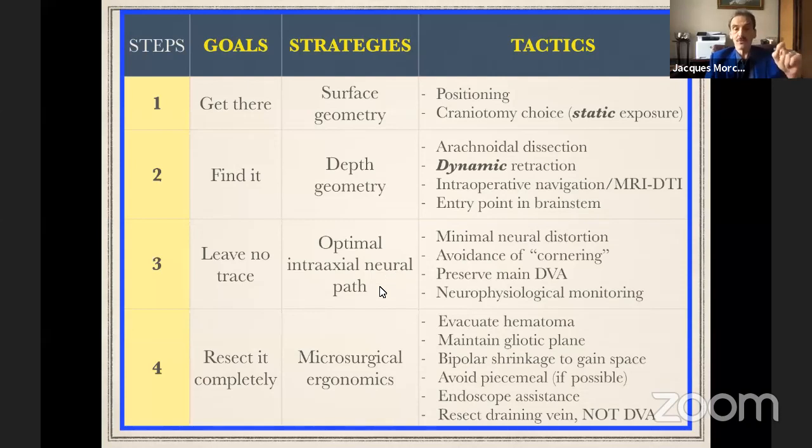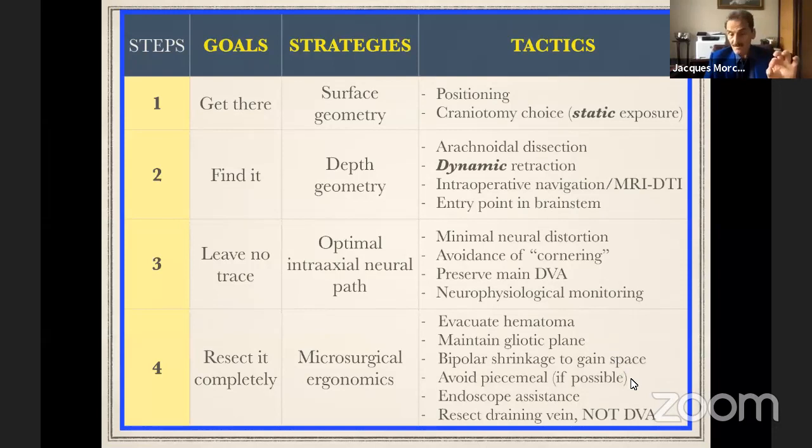For step 3, for you to leave no trace, you need to minimally distort the neural path around you. You need to avoid this issue of cornering, meaning the blind area behind a piece of brain. You need to preserve the main developmental venous anomaly, DVA. You need neurophysiologic monitoring. And lastly, to resect it completely, you have to evacuate the hematoma if there is one, maintain the gliotic plane, shrink with the bipolar a large cavernoma to gain space.